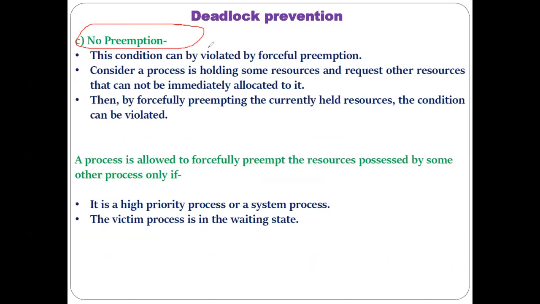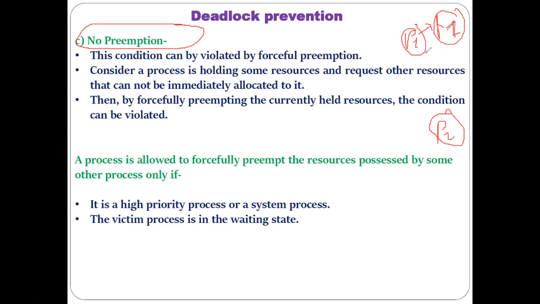So what does no preemption mean? If there is a process P1 holding the resource R1, then P1 can utilize the resource R1 until the time P1 thinks it needs R1. So you cannot forcefully take the resource R1 from P1, even if a process P2 has come and P2 is of higher priority than P1.